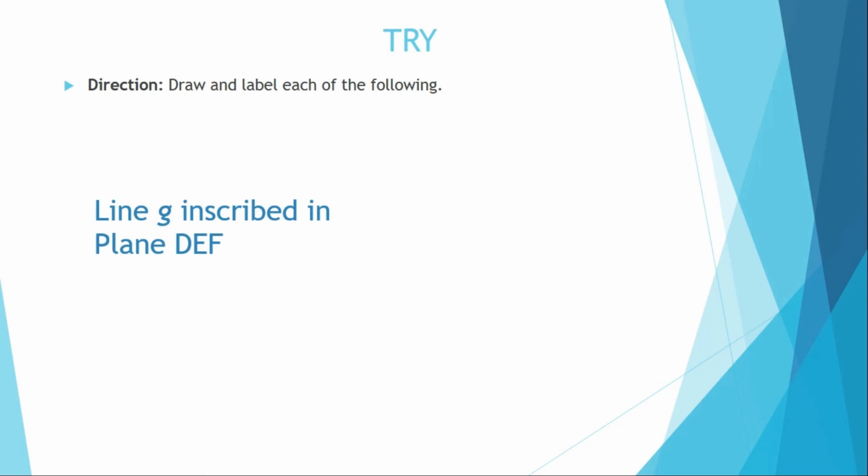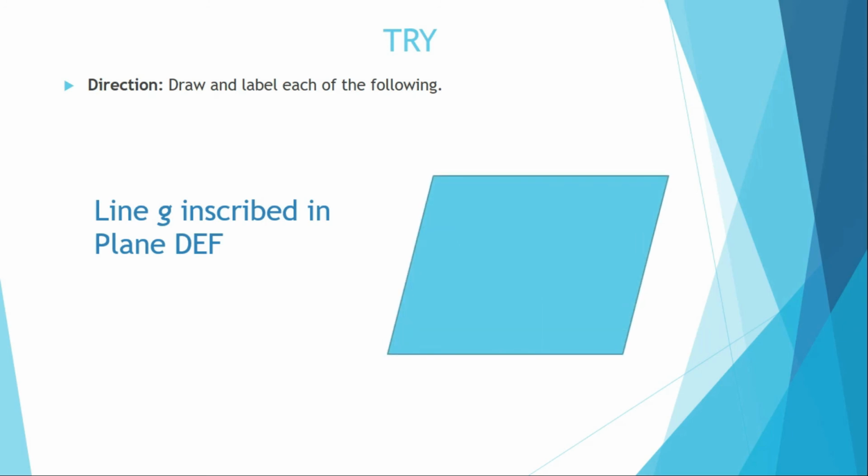First thing we need to do is to draw the plane and name it with the 3 points D, E, F. And line G is inscribed in the plane. So, we draw now the line. Pwedeng ganyan, pwedeng in any direction you want, basta tuwid na line. And then name it as line G. So this is now the representation or the drawing of line G inscribed in plane DEF.